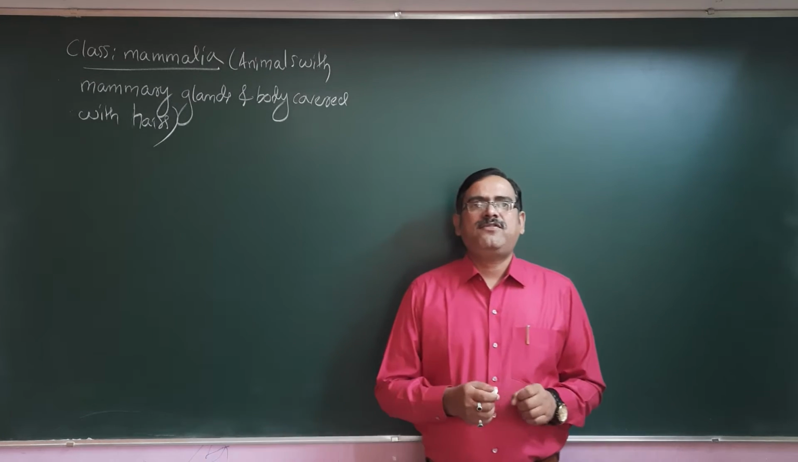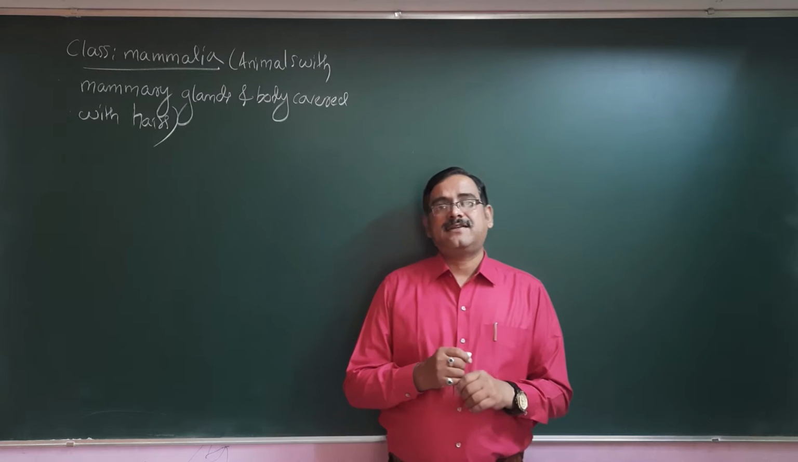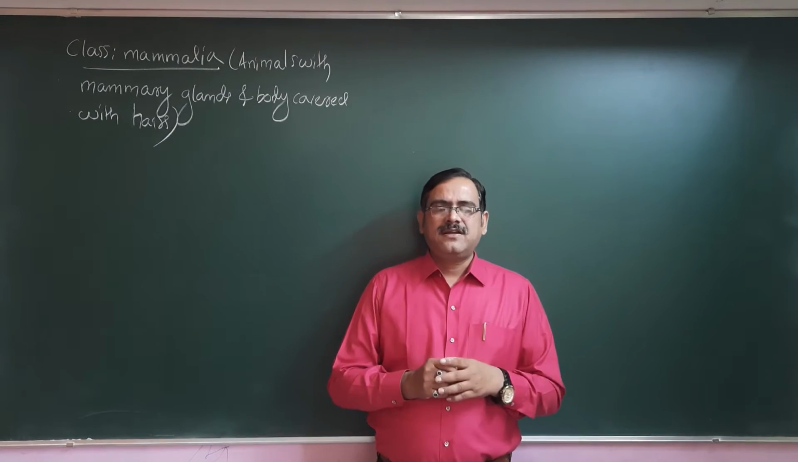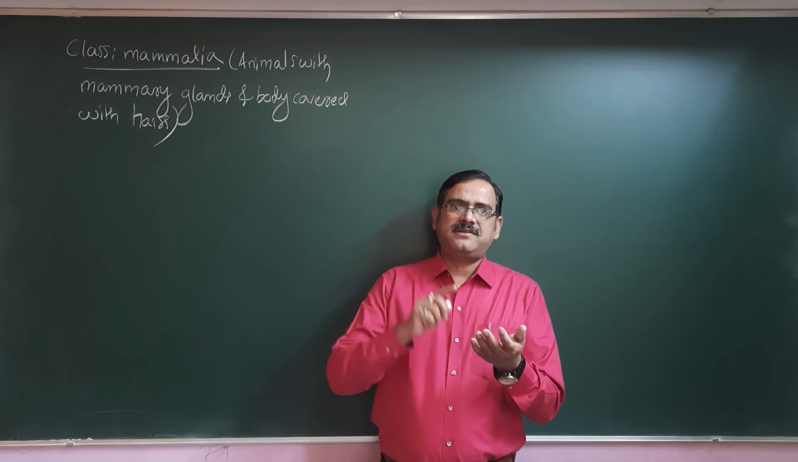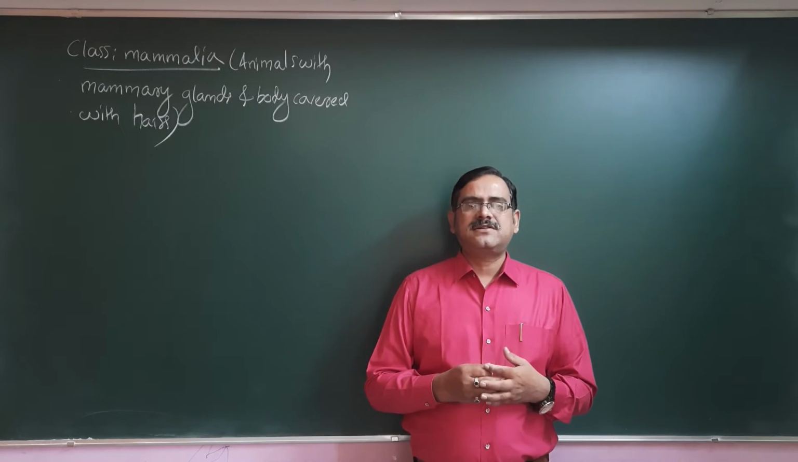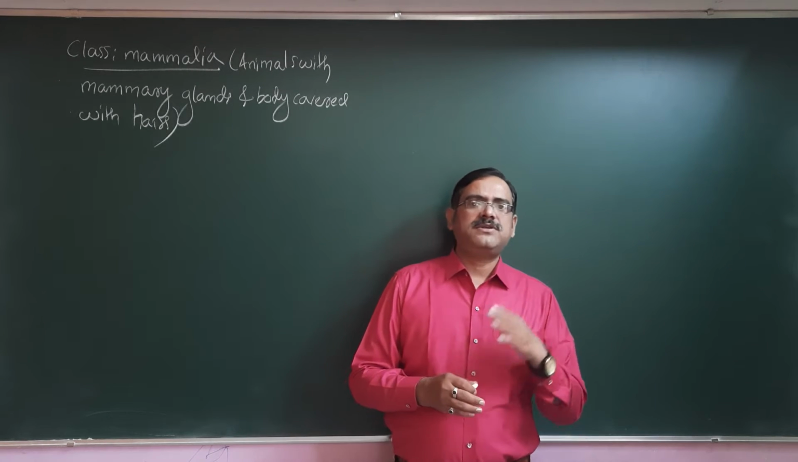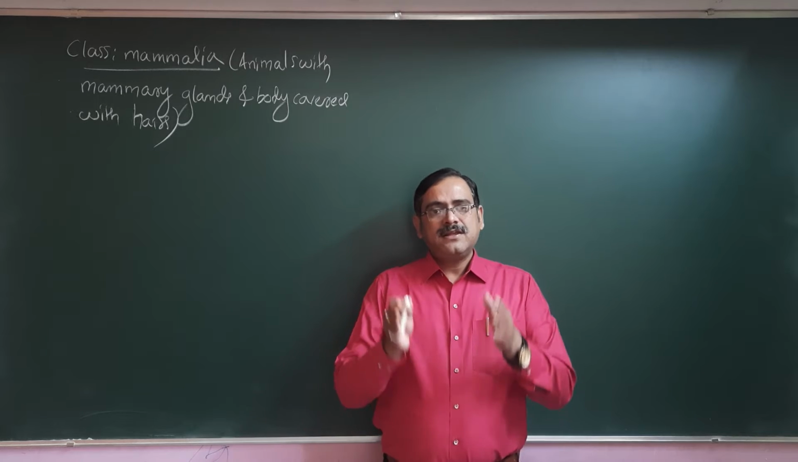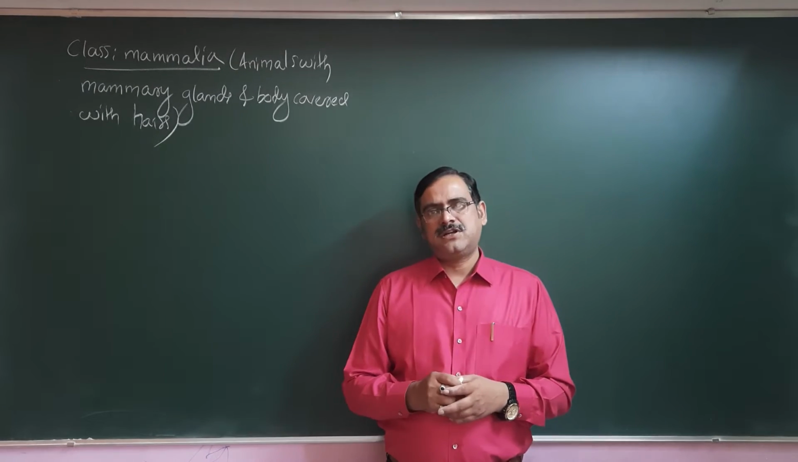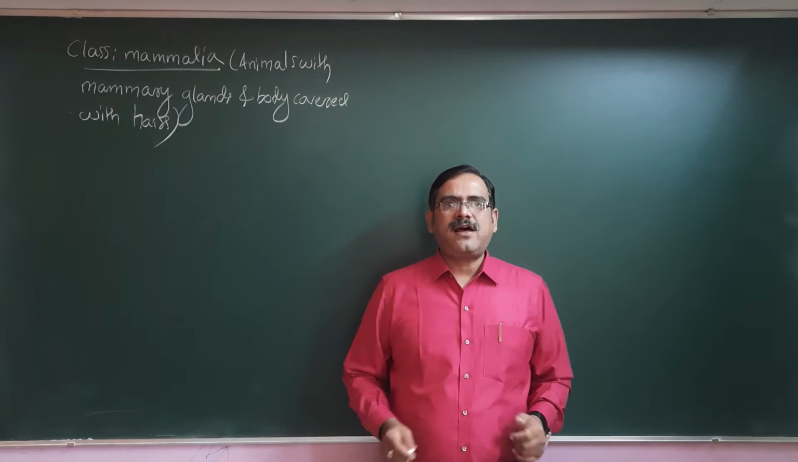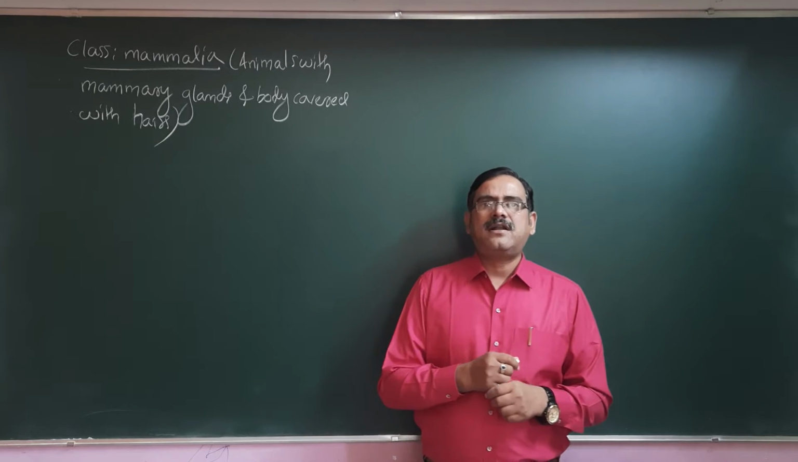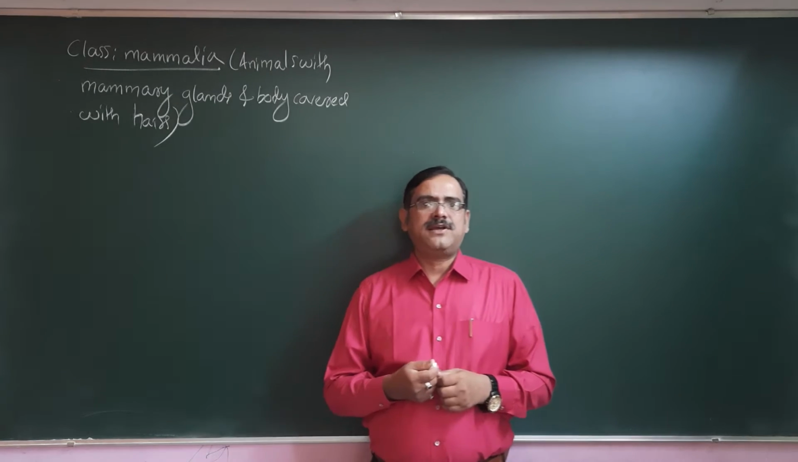So these are a few very distinct and important characters, and as such mammals are well adapted for a variety of climatic conditions. They can be seen in the polar regions, extremely cold. They can be seen in the deserts, on the mountains, in thick vegetation or forest. They can be found even in dark caves and deep in the ocean. So mammals are well adapted for a variety of conditions. That's why mammals are at the top level of adaptations.